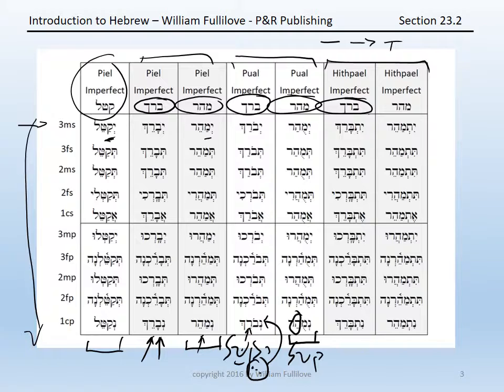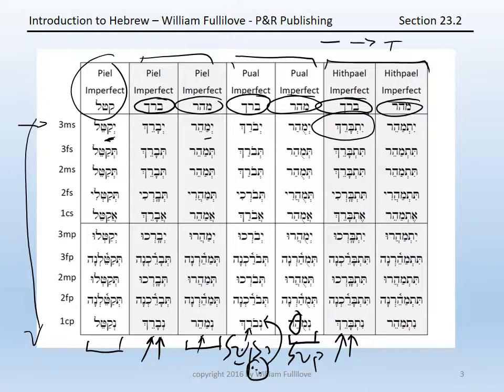You have yitbarek, titbarek, titbarek, titbaraki, etbarek. Yitbaraku, titbarekna, titbaraku, titbarekna, nitbarek. In each case, the vowel under the first root letter, the bet, has shown compensatory lengthening because the second root letter, the resh, will not double with the dagesh.